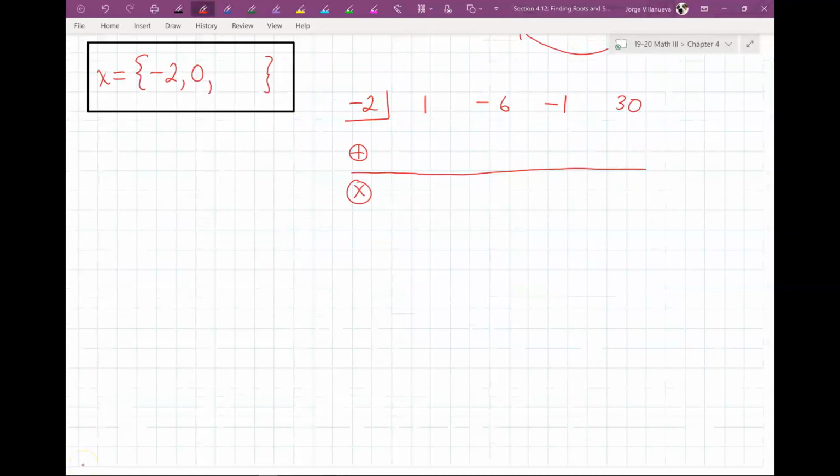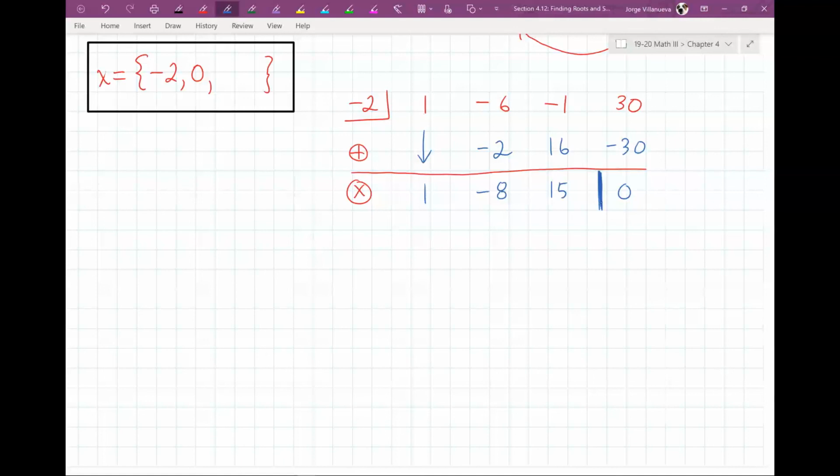All right, so now what you're going to have to do is bring down the 1. Multiply out. -2 times 1 is a -2. And then add those two numbers, right? Because we add above the line. So this would be a -8. Now multiply -2 times a -8. That's a 16. And when you add -1 plus 16, we get 15. Now, -2 times 15 is -30. Add those together, you get a 0. So again, our result is a remainder of 0, which is good. That means that -2 actually is a solution to this problem.